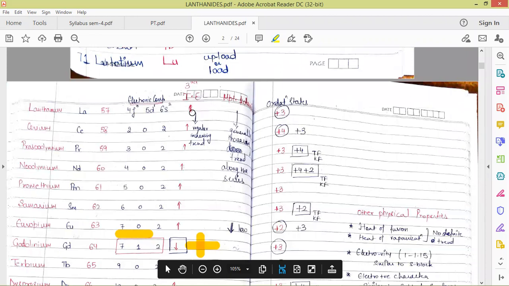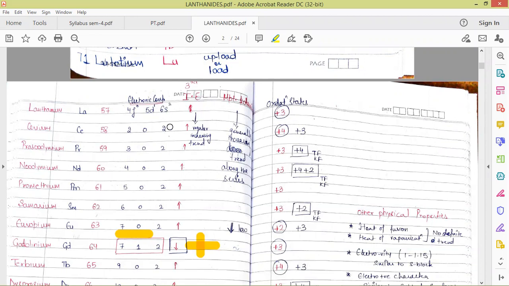Now let's have a look at the ionization energies. Here we are considering the third ionization energy, as the first two electrons will be taken out from the 6s subshell. So in the 6s subshell, there are two electrons for each element.